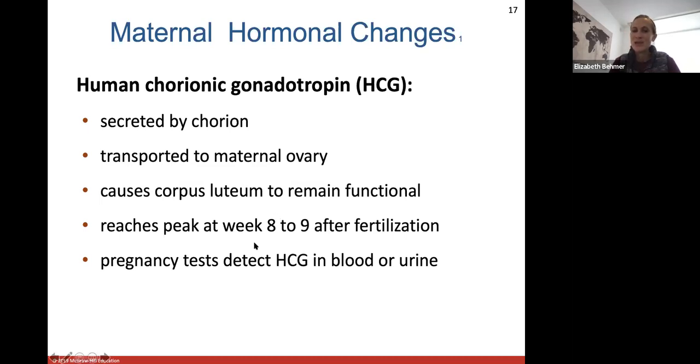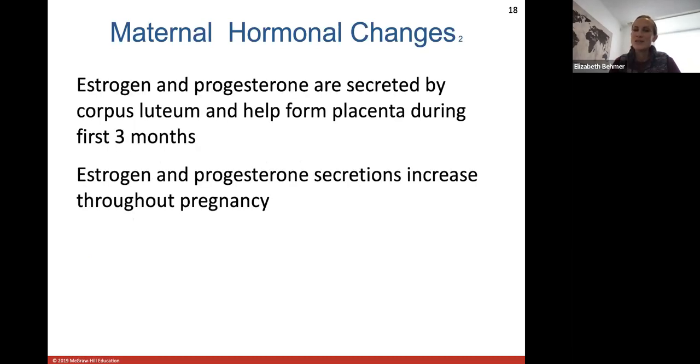It can reach its peak at 8 to 9 weeks after fertilization, but you can detect HCG in urine as early as 3 to 4 weeks, I believe, maybe right around 4 weeks. We also have estrogen and progesterone changes that are secreted by the corpus luteum that help form the placenta during the first 3 months. These hormones will increase throughout the pregnancy to keep the corpus luteum and the placenta alive and active.